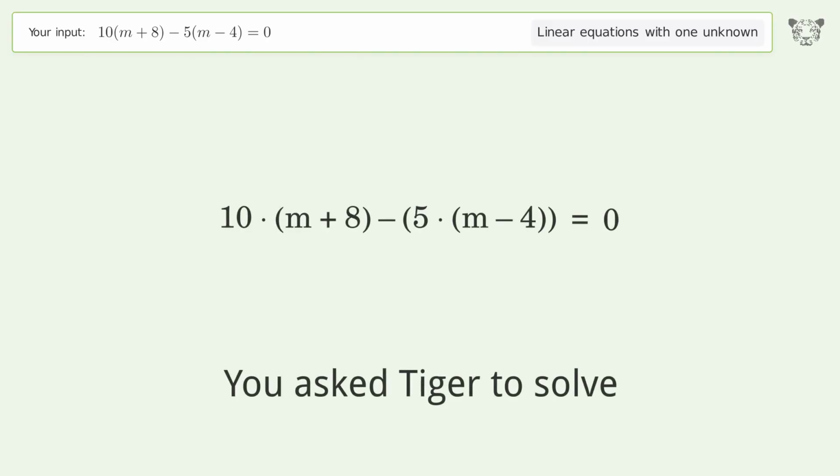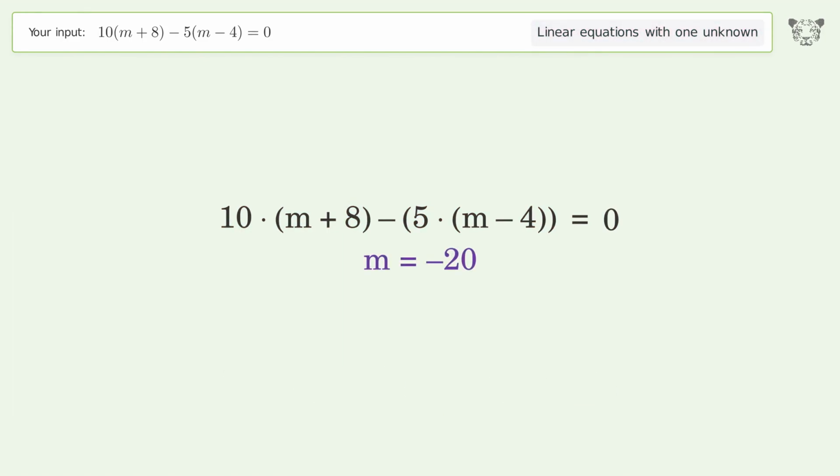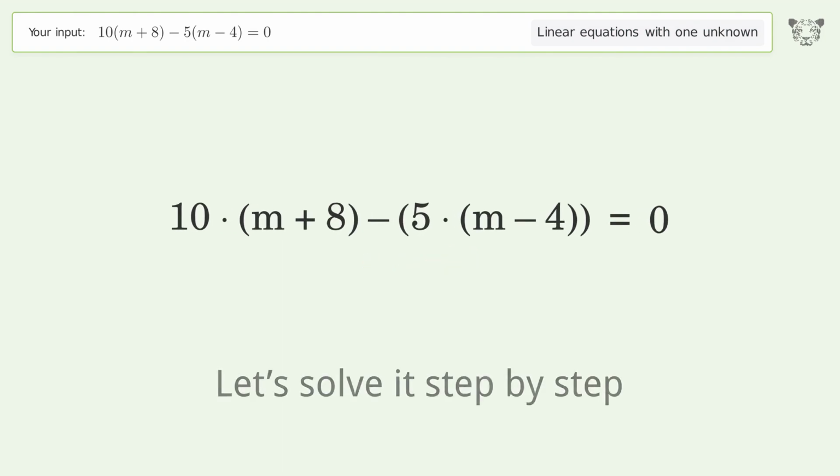You ask Tiger to solve. This deals with linear equations with one unknown. The final result is m equals -20. Let's solve it step by step.